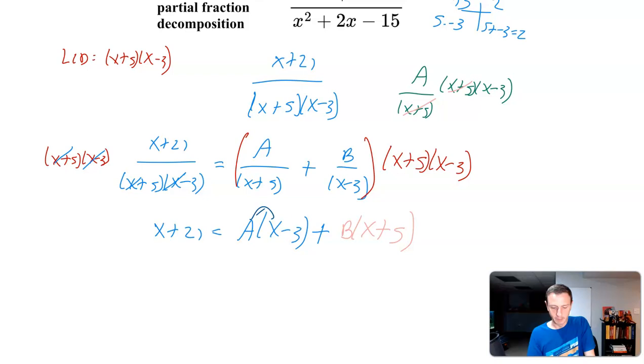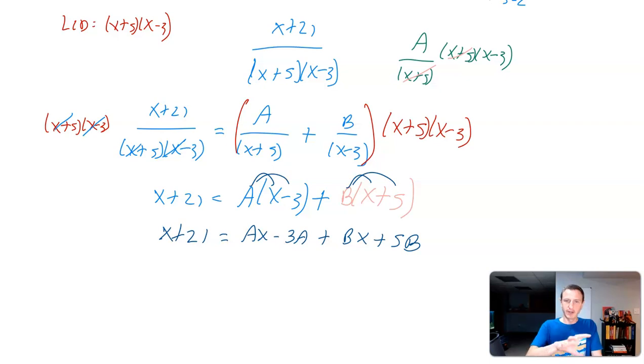From here, I'm going to distribute the A and the B. So I'll have x + 21 equals Ax minus 3A plus Bx plus 5B.